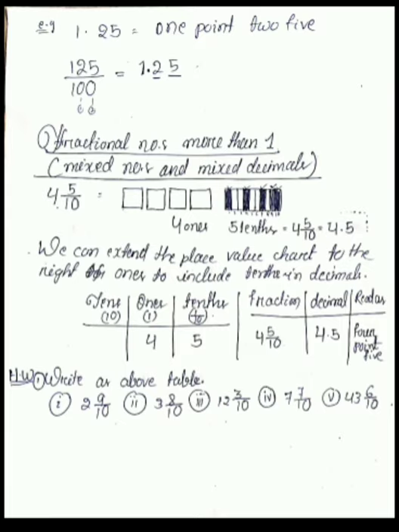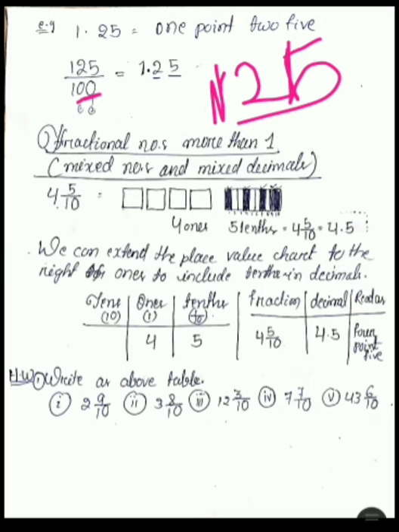How does the fraction become the decimal? Just see 125 by 100. Okay. So students, here how many zeros are there? 2 zeros are there. So write the number 125 as usual. You are writing 125. Write the numerator. Then count how many zeros are there in the denominator, 1 and 2.